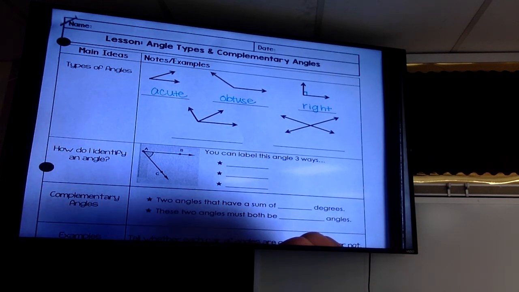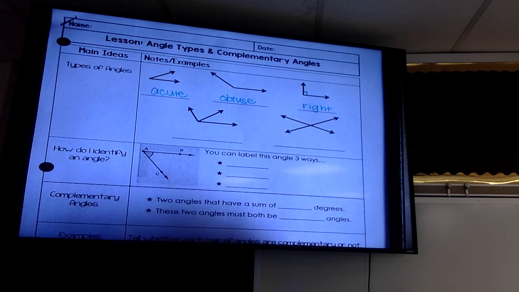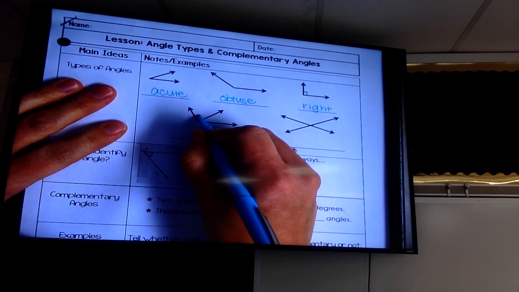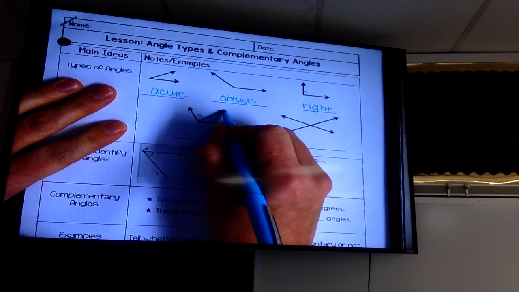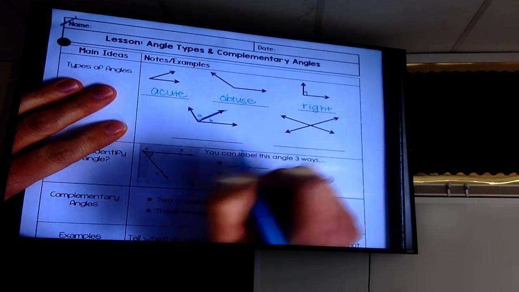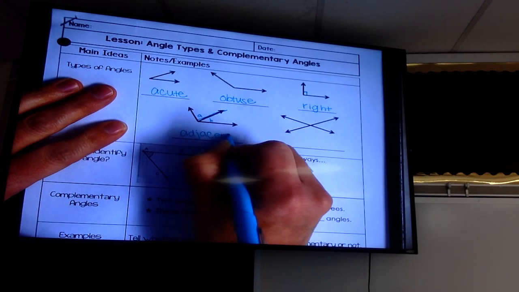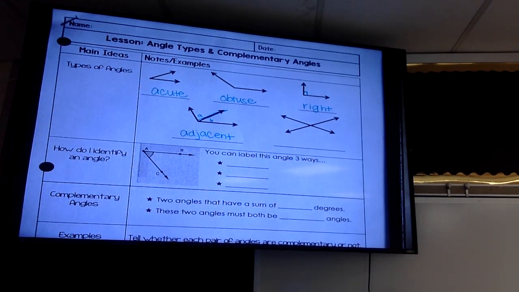And then here's some new ones that we might not know, and we're going to touch on them today, and then we'll talk about them also tomorrow and on Thursday. So this right here, angles that are next to each other, so here's angle A and here's angle B, when they're next to each other and they share a common ray, those are called adjacent angles. Adjacent. They're neighboring angles. They share a common side, just like you and your neighbor share a common part of your yard.